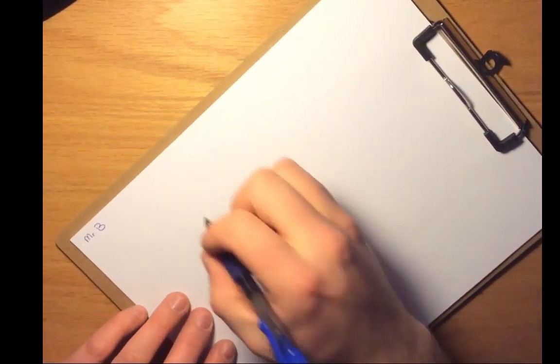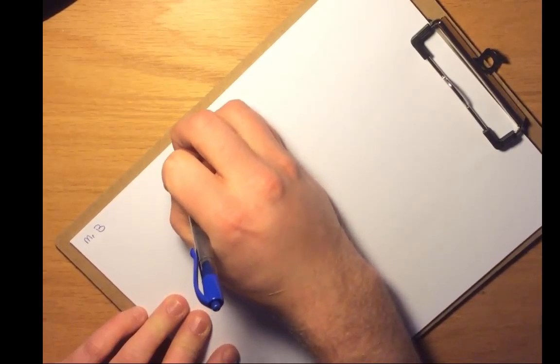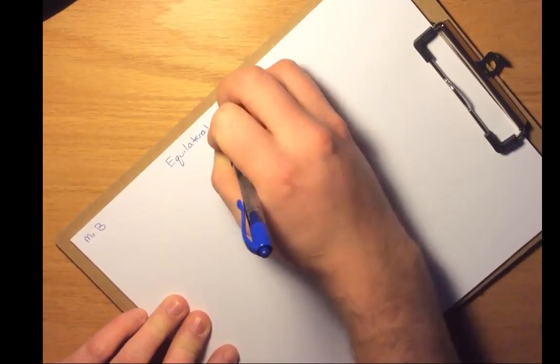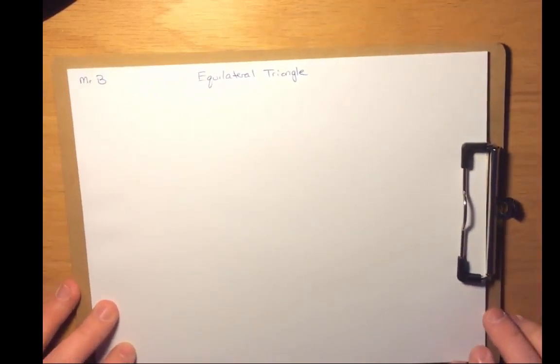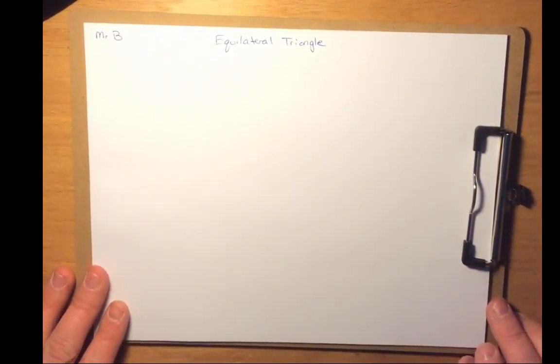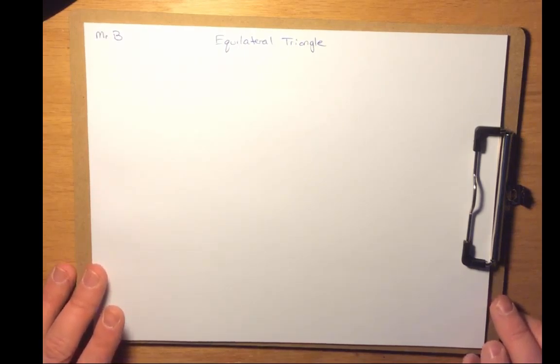The last construction we are going to make is an equilateral triangle. What's that number? This is the one we just did. That's fine.